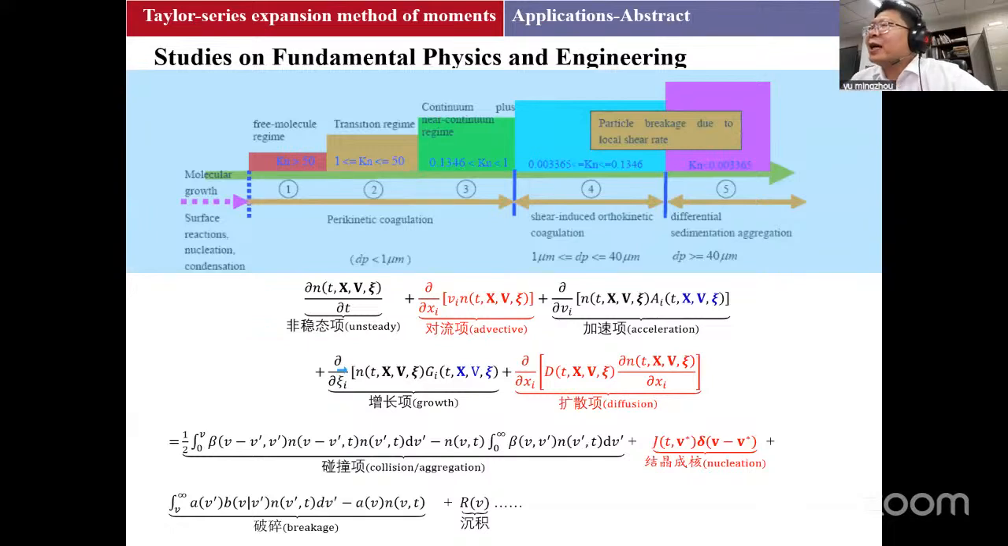If we try to solve the poly-dispersed system close enough to approach the real problem, we have to establish the governing equation, just like this one. This is an equation with more than 7 dimensions. Direct computation is not allowed. For this, we can use TEMOM to deal with it. Usually, we separately deal with those dynamics. We did this because we want to publish some papers, so we have to separate it into different aspects.